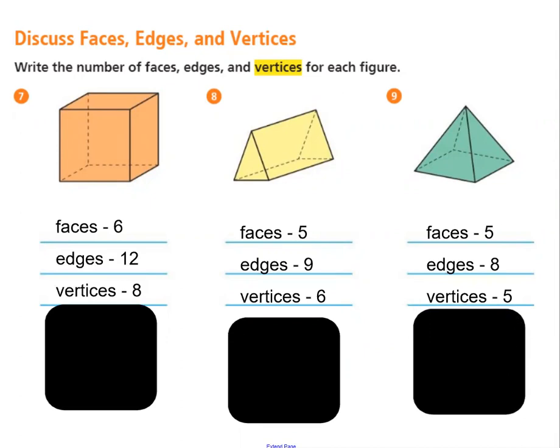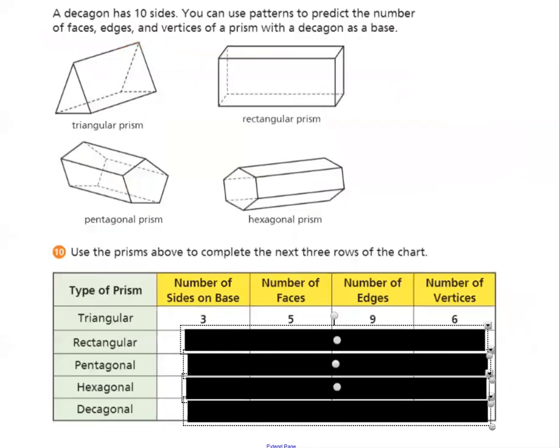Okay, but it gets to be a little bit obnoxious to be counting all of those edges and vertices and everything all the time. So what we're going to do is find some patterns that are really going to help us out. So when we've got a triangular prism, we know that triangles have 3 sides. Okay, so our base has 3 sides. That's what this shows down here. There are 5 faces in the triangular prism, 9 edges, and 6 vertices.